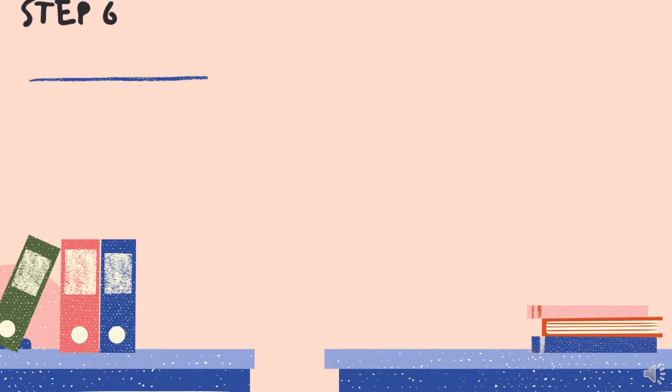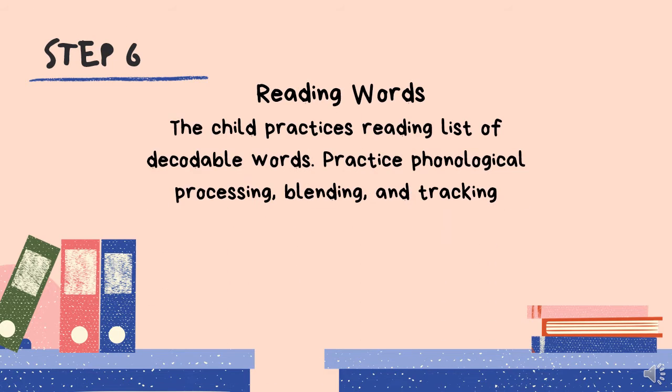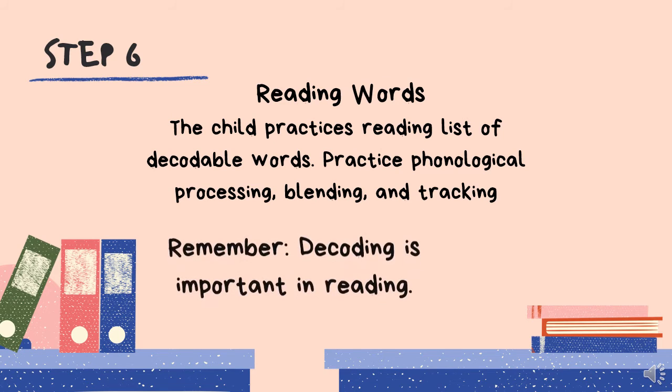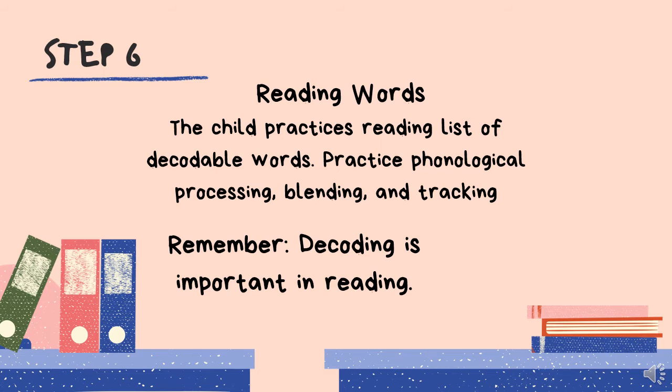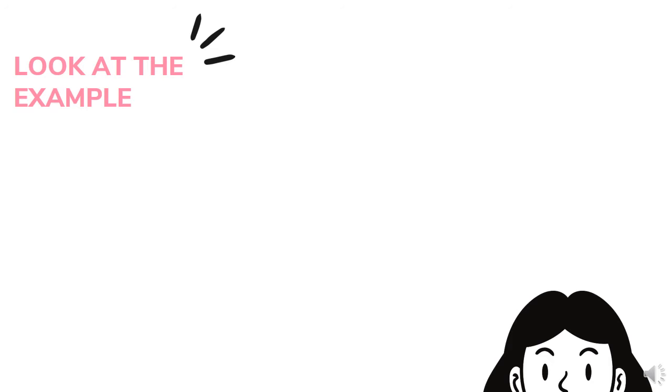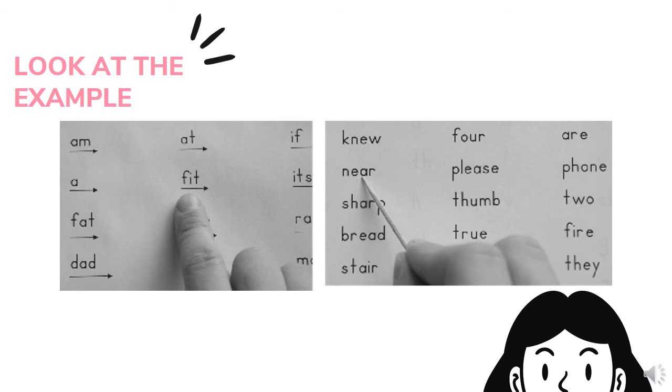Step number 6. Reading words. The child practices reading lists of decodable words. Practice phonological processing, blending, and tracking. Remember, decoding is important because it is the foundation on which all other reading instruction builds. If students cannot decode words, their reading will lack fluency, their vocabulary will be limited, and their reading comprehension will suffer. So these are the examples of reading words.